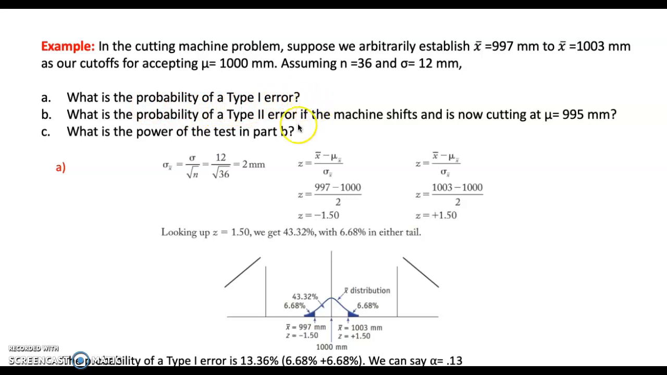First question. In order to find a type 1 error, we are going to use our cutoff values, the sample average values, in our z formula. Before doing that, we can calculate again the sample standard deviation. How? Sigma over square root of n. Earlier I didn't show it. It's the same thing for the example before this one, which is equal to 2 millimeter.